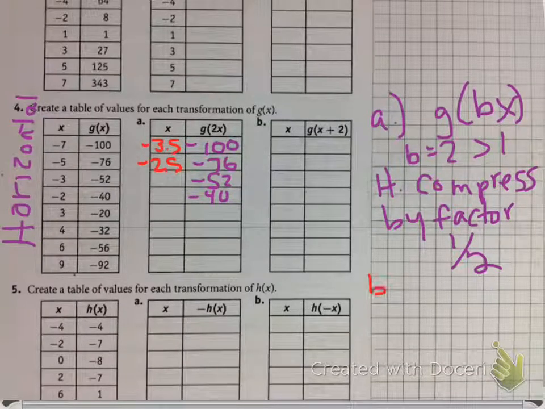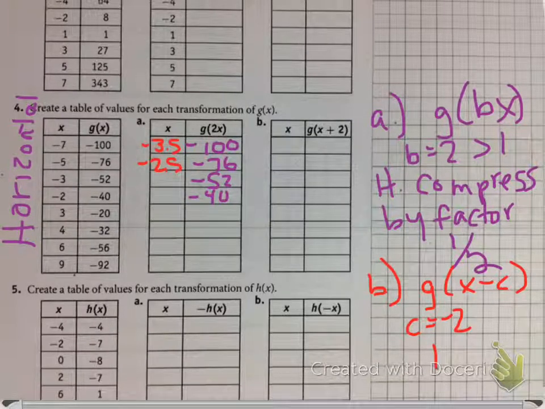All right, over here on part B, I'm going to see that I'm adding 2. So this is in the form g of x minus c. In this case, to get it to say x plus c, c has to be a negative 2, which means I'm going to move left 2. Again, remember, the inside moves in the opposite direction. So since we're saying plus 2, we're actually going 2 to the left.